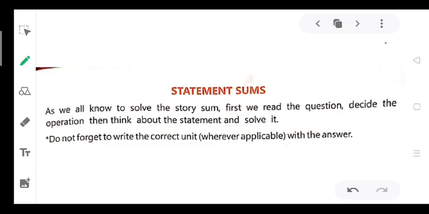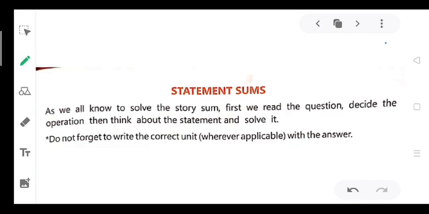Decide the operation, then think. Then the second step is, you will decide the operation, what we have to do. In this sum you have to add, you have to subtract. This is a multiply statement sum, or this is a division statement sum. So your second step is, you will decide what you have to do in this.